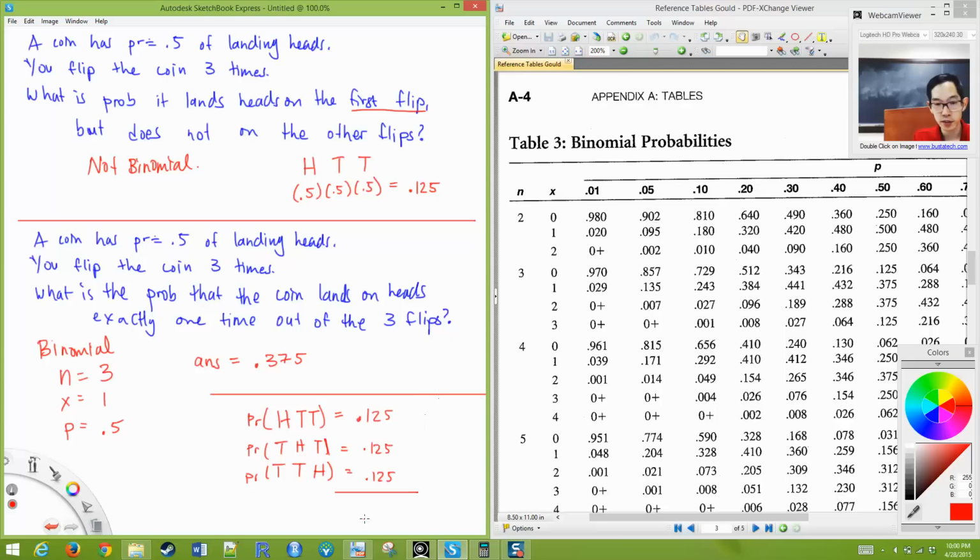both types of problems, and I'm not going to say this one's binomial and this one isn't. Okay? Sorry to be that guy, but I do have to test this.